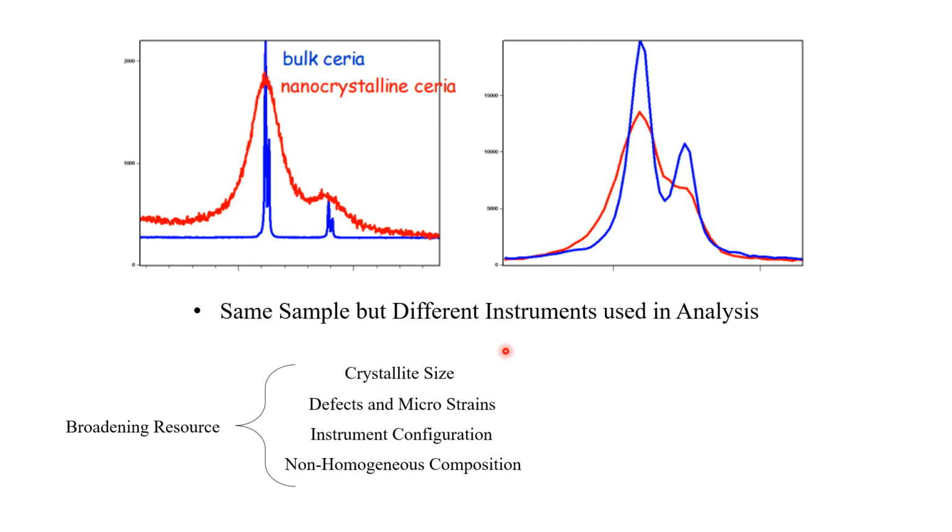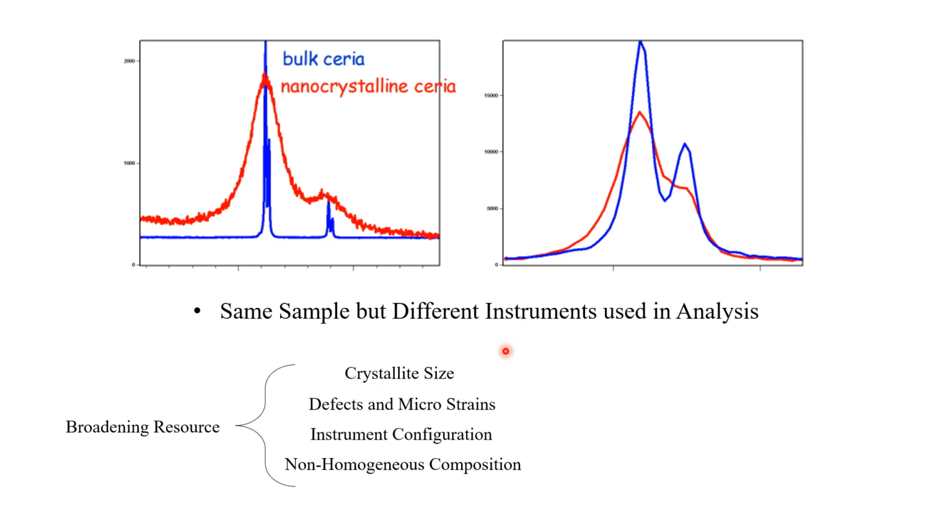In this video, we want to talk about how we can use Xpert HighScore software to calculate crystal size and microstrain. But in the first step, we have to talk about the introduction or fundamentals of our calculation and what parameters are effective in our calculation.